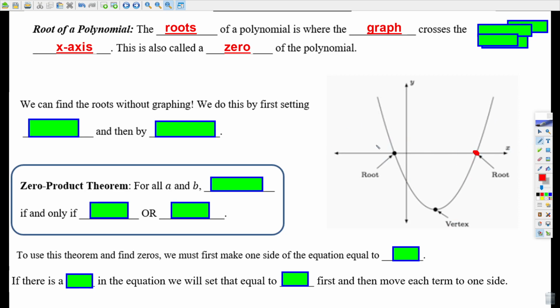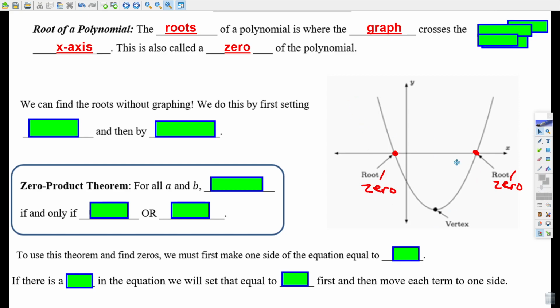So right there is a root. Here's a root. They also call them the zeros. So you can also call this a zero. So we're going to be finding out where these graphs cross the x-axis. And that will become a little bit more important later when we do maybe some word problems.